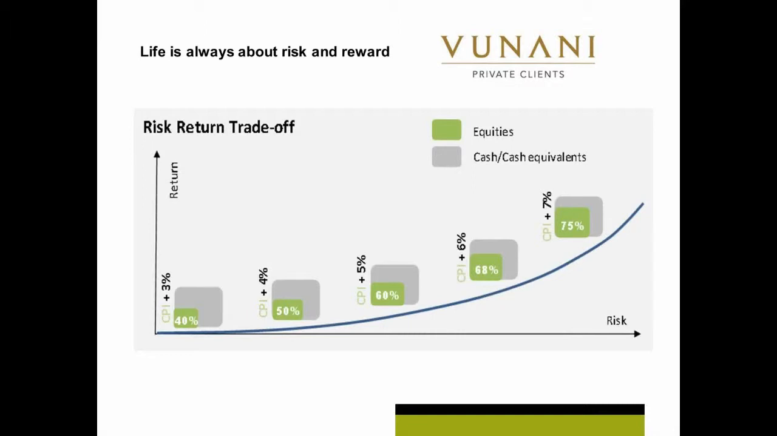The other thing is that life is about choices, so you always have this risk-return trade-off. The more risk you're willing to take, the more return your portfolio will generate. So if you have a look at this, and I'm going to turn my little highlighter back on.